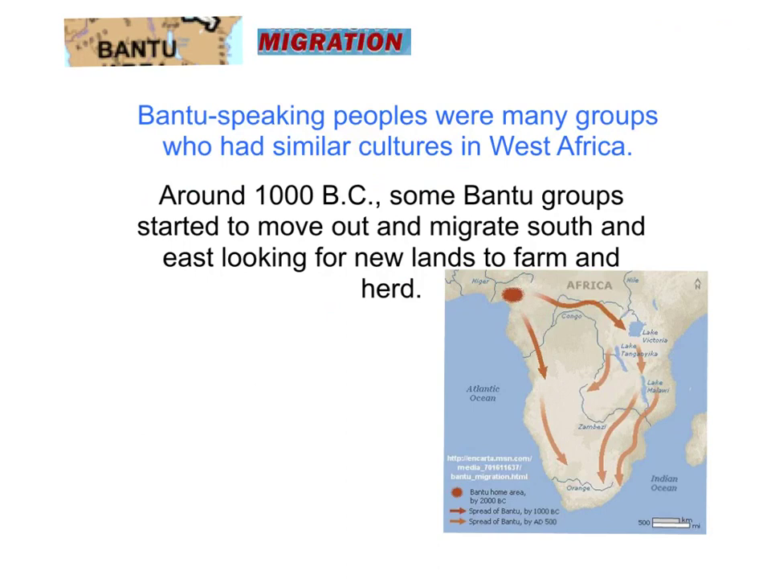Some Bantu groups started to move out and migrate south and east, looking for new lands to farm and herd. As you follow the arrows, you can see the path that a lot of these Bantu-speaking peoples followed on their migration. This is known as the Bantu migrations.